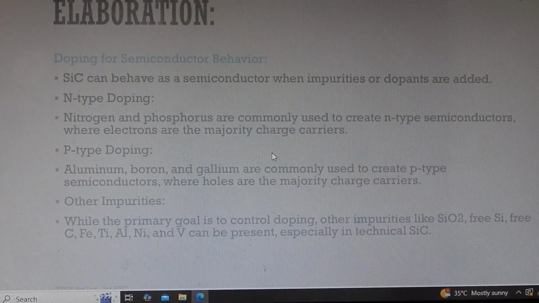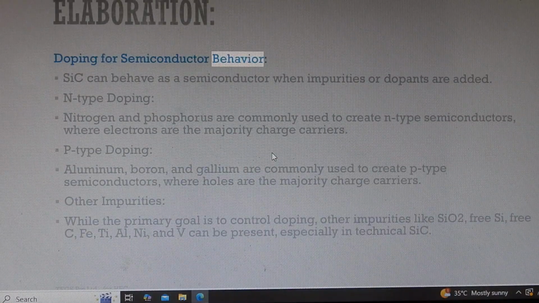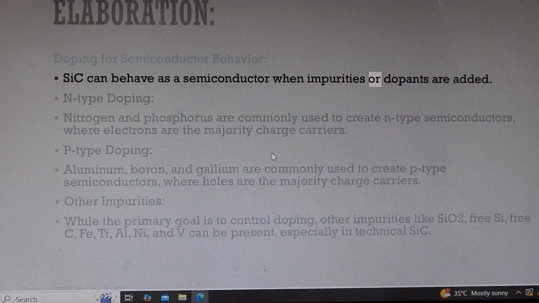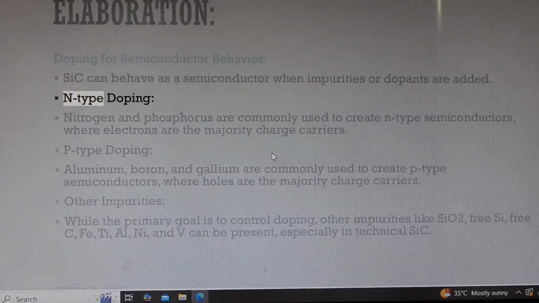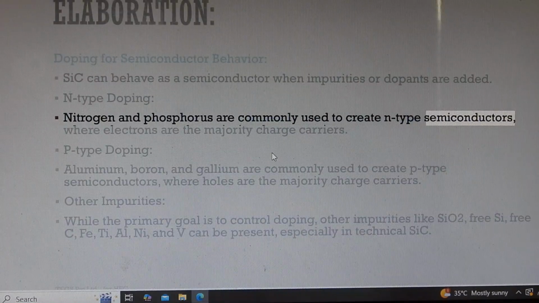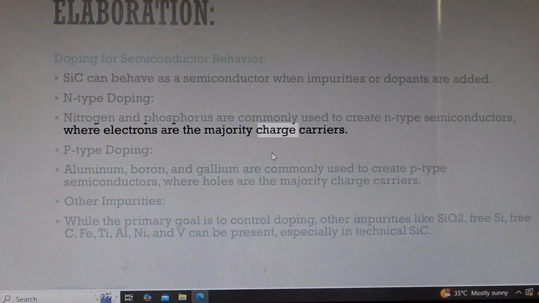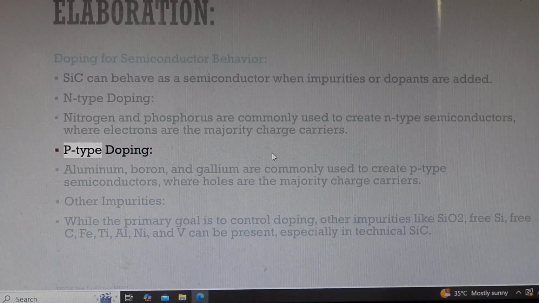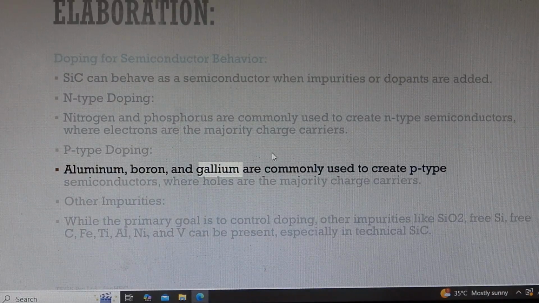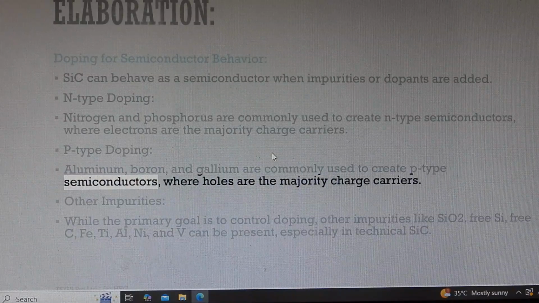Elaboration. Doping for semiconductor behavior. SiC can behave as a semiconductor when impurities or dopants are added. N-type doping. Nitrogen and phosphorus are commonly used to create N-type semiconductors, where electrons are the majority charge carriers. P-type doping. Aluminum, boron, and gallium are commonly used to create P-type semiconductors, where holes are the majority charge carriers.